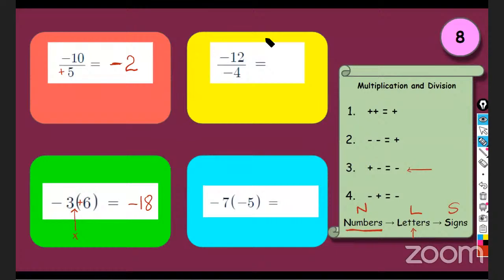Take down the red and green one, and do you think you could do the yellow and blue one and send the answer for me? Let's see what you guys get. Even if you get it wrong, just try. You're using the rules on the left-hand side of the screen. Do the numbers first. Do the letters second, if there are any letters. And after the letters, you do the signs. Good luck.